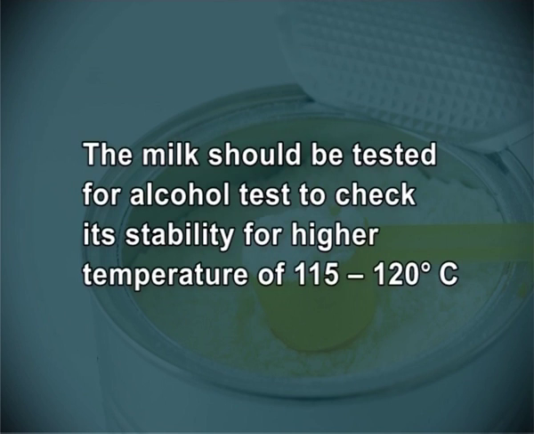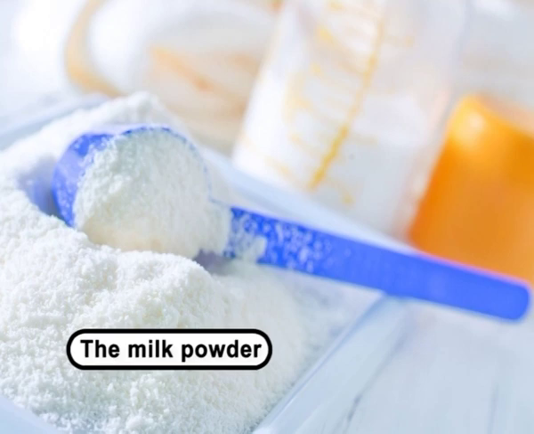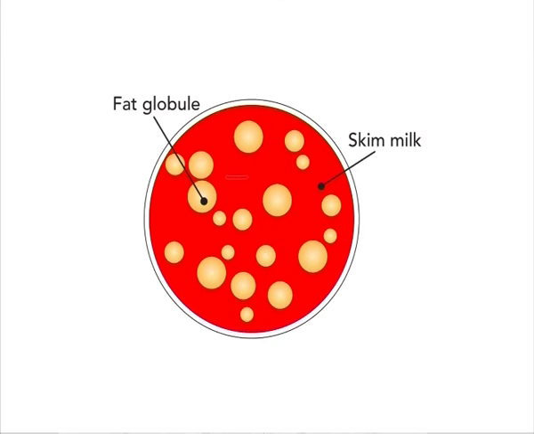The milk should be tested for alcohol test to check its stability for higher temperature of 115 to 120 degrees centigrade. For production of whole milk powder, the process is same with slight modification. They are: the milk is homogenized since it contains milk fat. The milk powder is packed in inert gas packing to avoid fat oxidation. Lecithination of fat globules is essential to give emulsification effect.